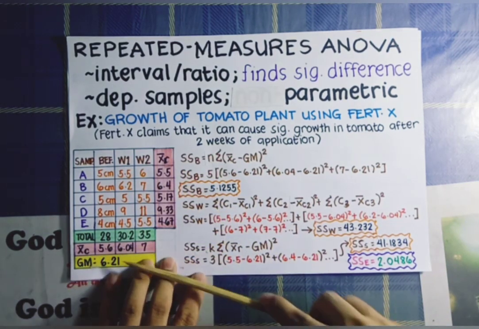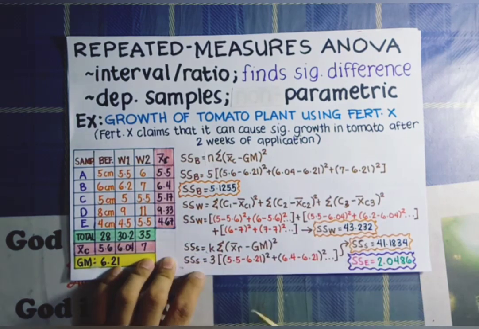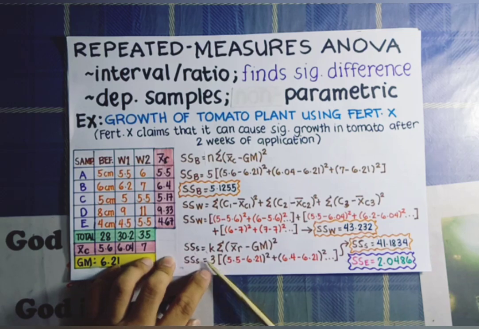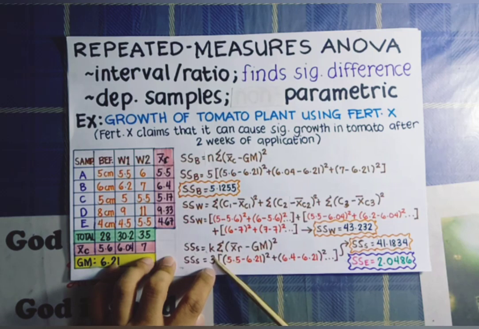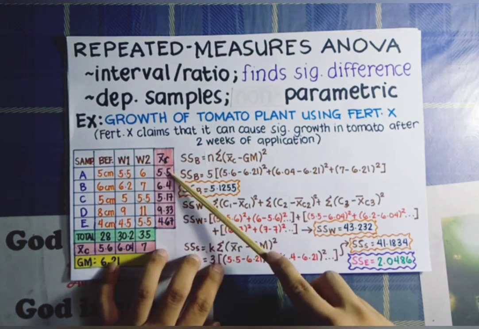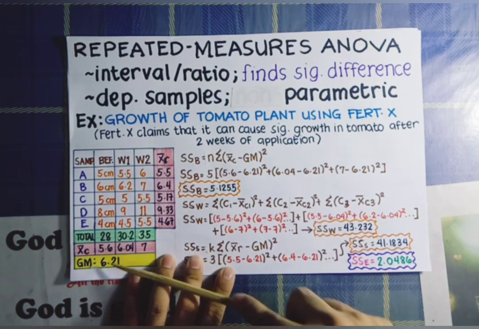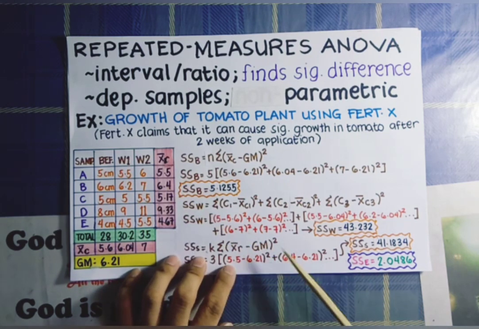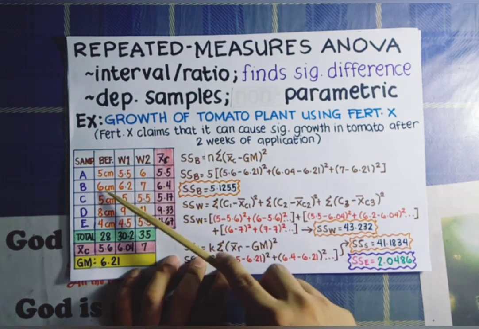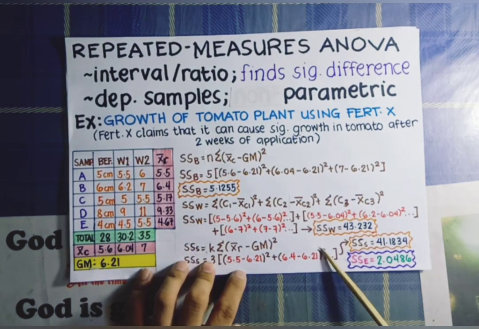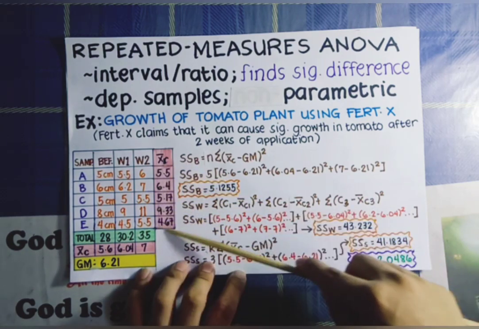Okay, and our grand mean. Our grand mean is 6.21. And by plugging in all the data that we had earlier, so we have here SSS is equal to, again, our K here is 3, multiplied to, for the first row, we have here 5.5, minus, again, our grand mean is 6.21 squared, plus 6.4, that is actually our second mean for this row, minus the grand mean, which is 6.21 squared. And again, we are going to do that in all the data that we have here.